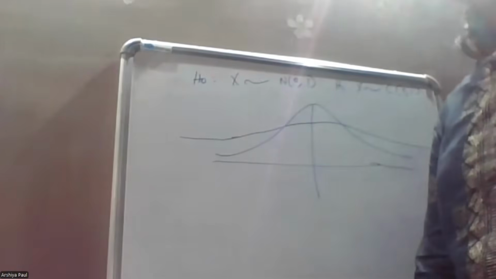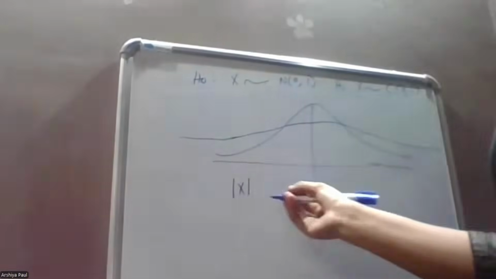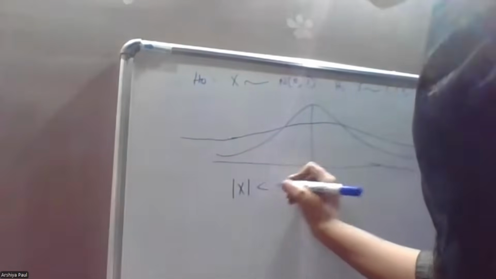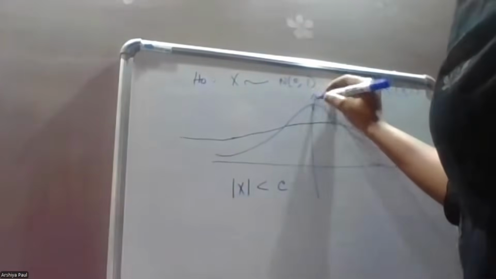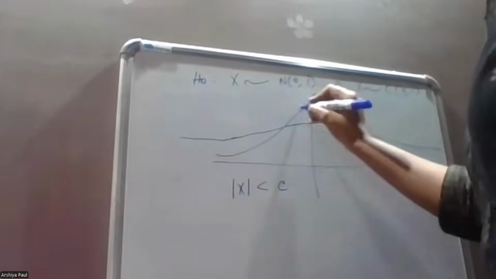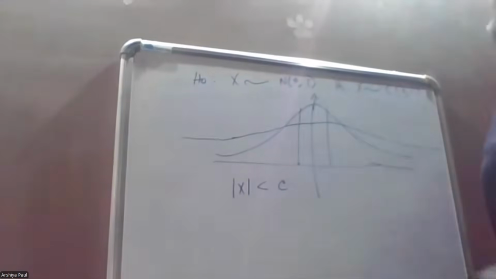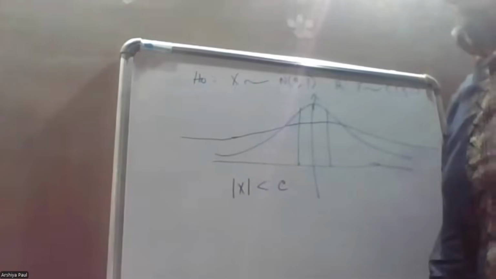Have you done that? No, I have not done that, but it's not a test, intuitively, if we think about it, if the absolute value of an observation is less than some c, what I'm trying to say is that the probability of an observation originating from this portion is more for a normal distribution as compared to a Cauchy distribution. You are trying to test that, right?